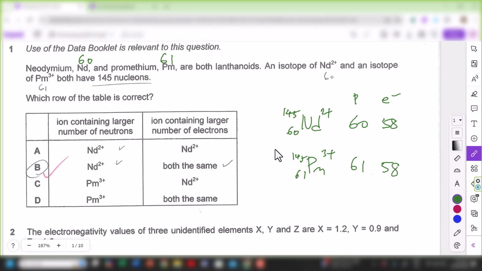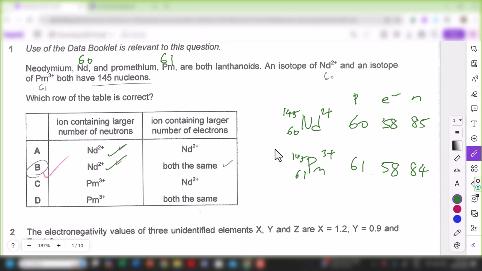Then the number of neutrons. We'll just do a simple subtraction. 145 minus 60, that's 85, and then 145 minus 61, that's 84. So you just have to examine all the options. The ion with a larger number of neutrons will be neodymium. So the students take these two options, A and B.